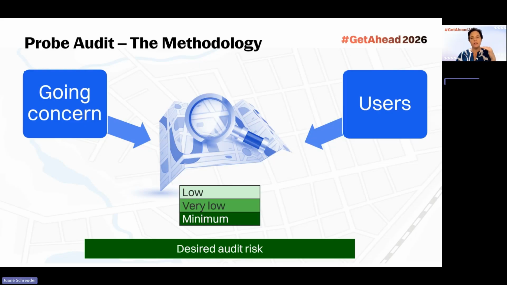Another level, if there is a little bit of uncertainty, we will go to very low desired audit risk. Or if we are very uncomfortable because there are external users relying on the financials and there are going concern issues, then we will go with a minimum desired audit risk, saying we are going to go to the very, very lowest. We want to be super, super sure that we get the audit opinion correct. So that's your desired audit risk. That's the destination where we want to end up at the end of the audit.